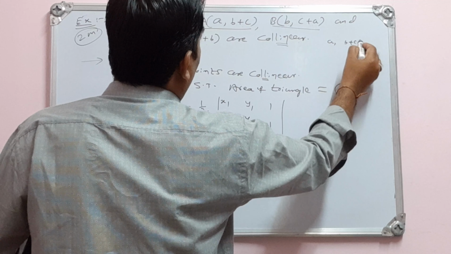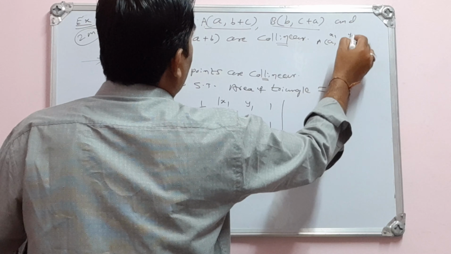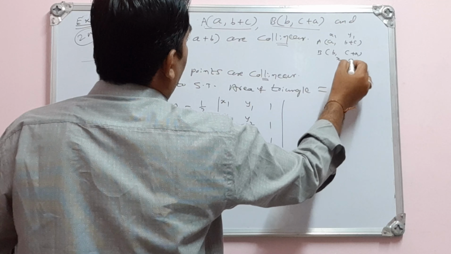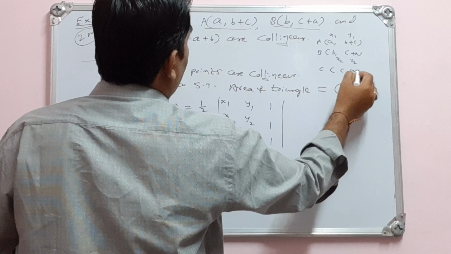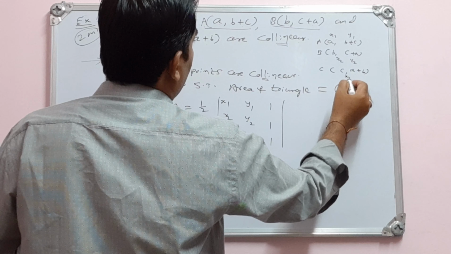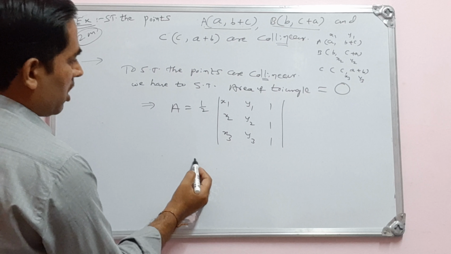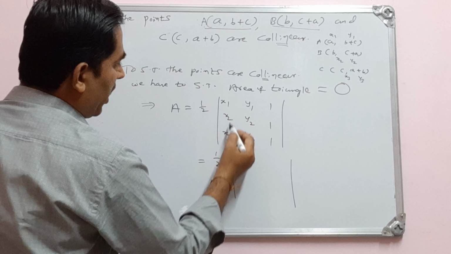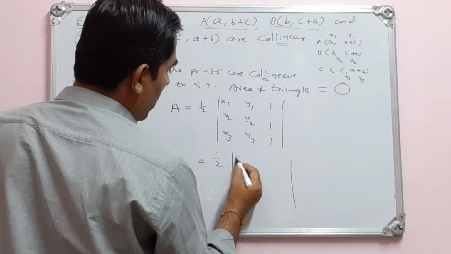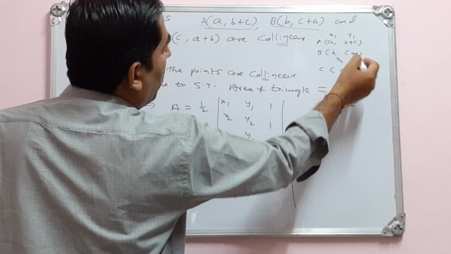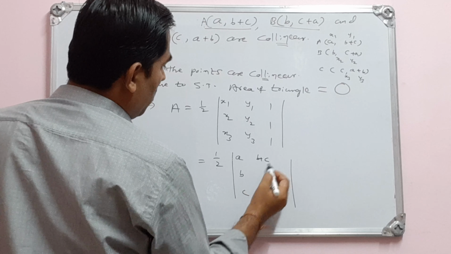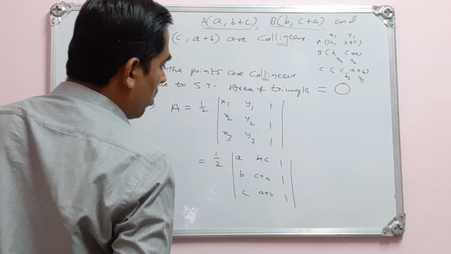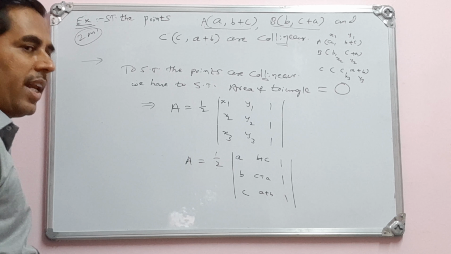Okay, let me write it here. First point is (a, b plus c), so think of this as x1, y1. The second point is (b, c plus a), take this as x2, y2. Then the last point is (c, a plus b), take this as x3, y3. So I can substitute here: half into the determinant. First column x1, x2, x3, that is a, b, c. Then y1, y2, y3, that is b plus c, c plus a, a plus b. Then in the last column, 1, 1, 1. Okay, so this is the area.